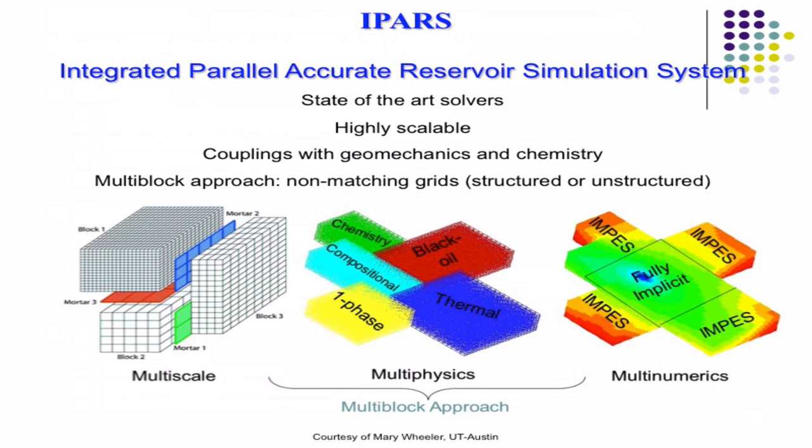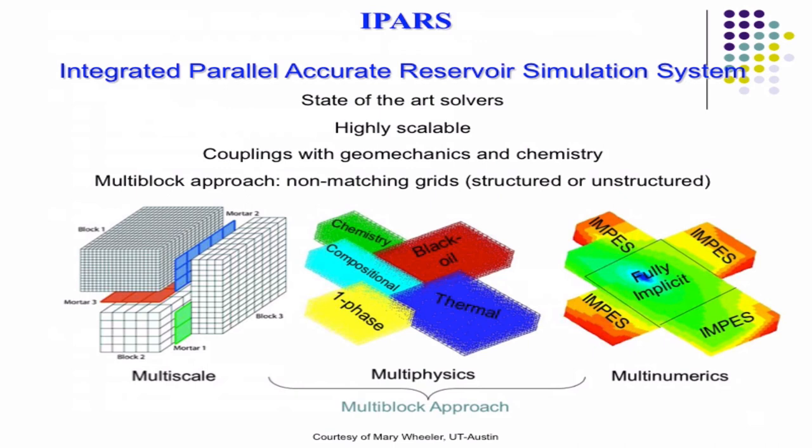Now, this is sort of interesting in that this code is set up in a way that you can do multiple physics in different domains. So you could have, say, a black oil model here and a compositional model here, a single phase model there, thermal, chemistry, and then you can glue them together with some numerics. Right? So that's the numerical trick there.